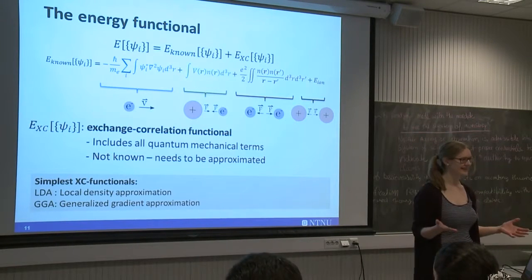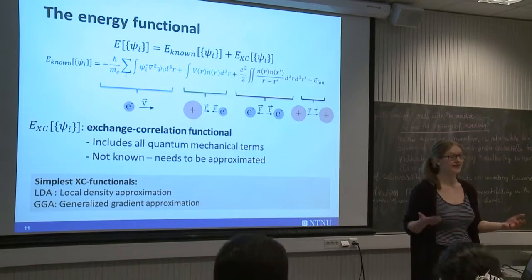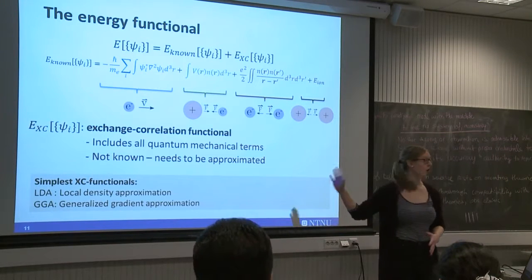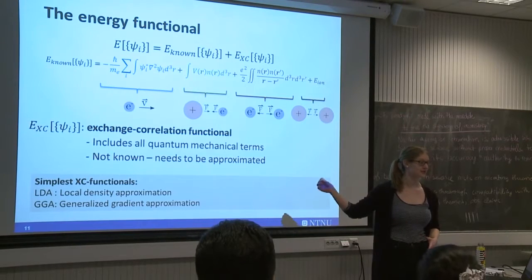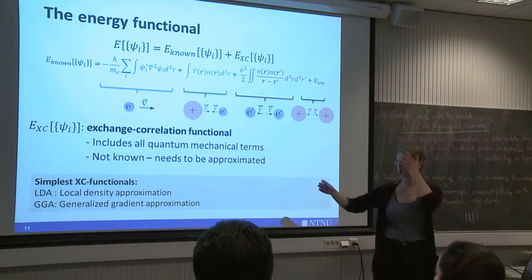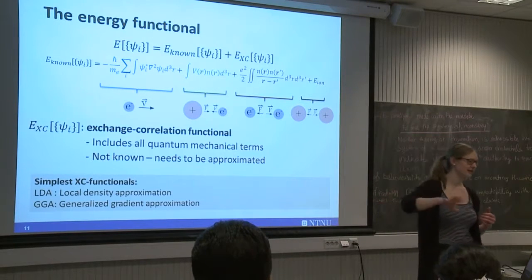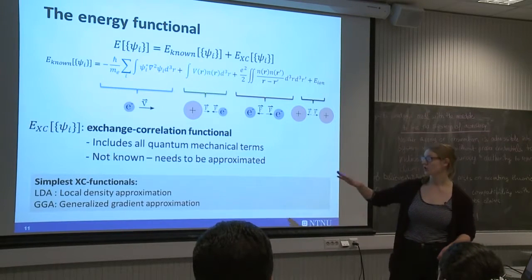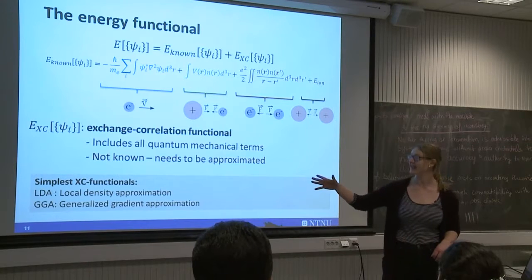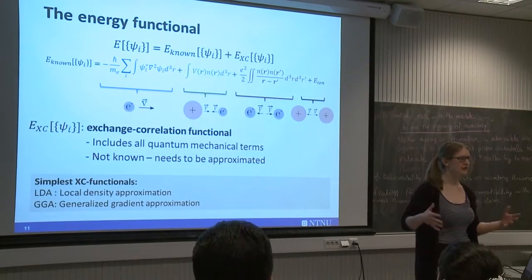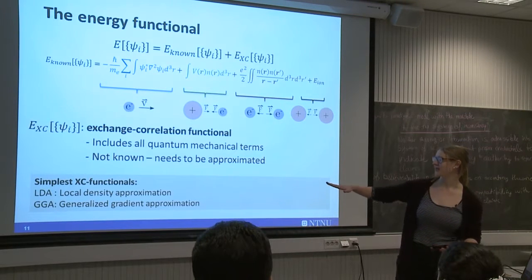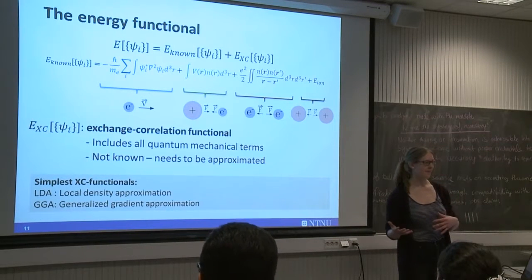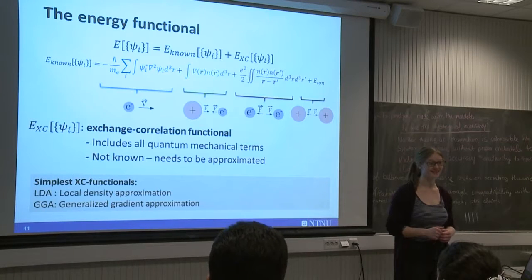And unfortunately, that's something that we don't really know. The perfect functional exists, but we don't know it. So in all calculations in DFT, this is something that needs to be approximated. The simplest exchange correlation functional that you will stumble upon in DFT is called the local density approximation, the LDA, which only bases itself on the local electron density. And then there is the generalized gradient approximation, which also takes into account the gradient of the electron density.